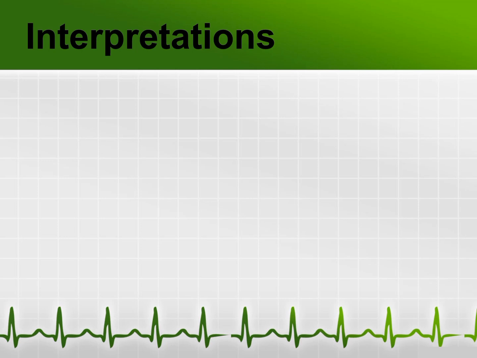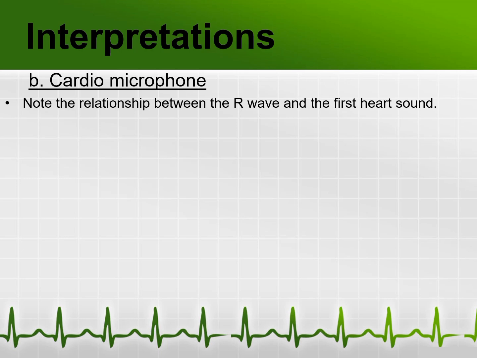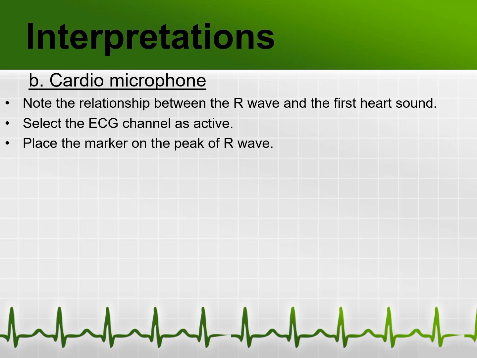Now we will understand interpretation of recordings from cardio microphone. First, note the relationship between the R wave and the first heart sound. Select the ECG channel as active. Then place the marker on the peak of R wave.